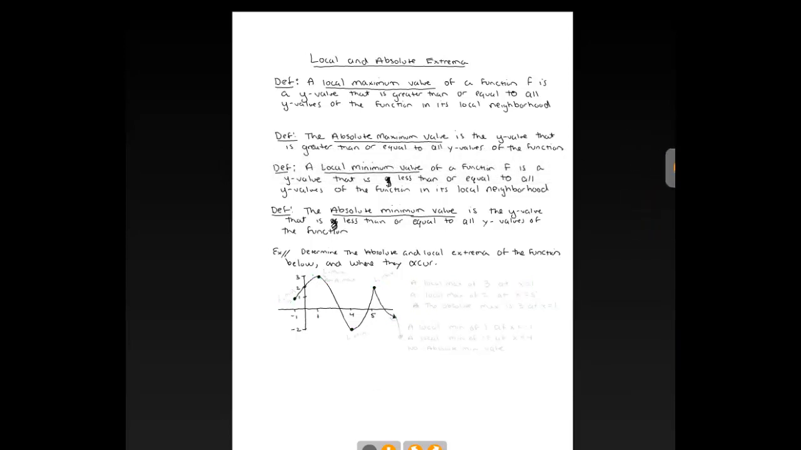Okay, so I've got some definitions here of local and absolute extrema. Now, I'm not going to read through all the definitions. I advise you to pause the video now and to copy these down in your notes, in addition to the example. And when we finish, press play and we'll continue.